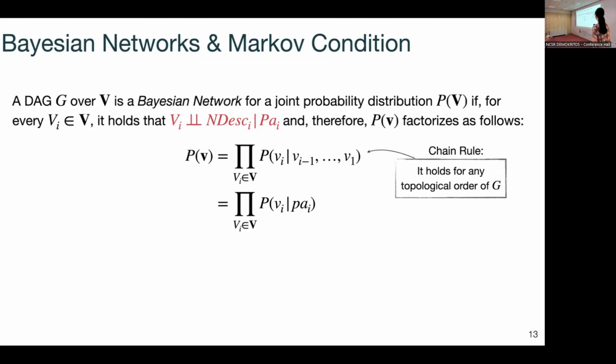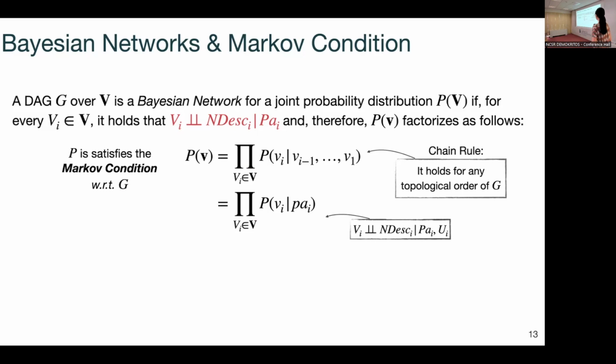So we can factorize as a product, assuming any topological order. But because of these independencies, we can always simplify and remove every variable that's a non-descendant, because conditioning on the parents, they are independent of the variable. Okay, so we will have this factorization. And this means that the probability satisfies the Markov condition with respect to this graph.